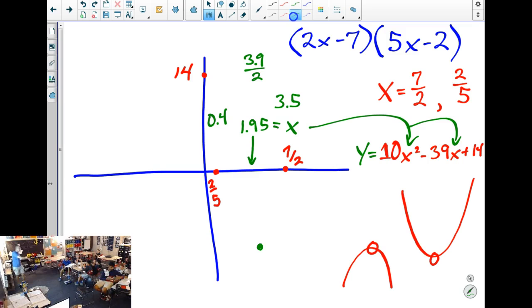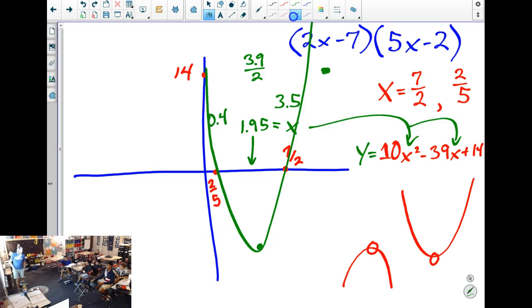And this is a reflection. Because parabolas are perfectly reflectable. So this point can also be reflected out to here. And I can make my parabola because now I have 5 points. Doesn't it really look like it's reflected? It's probably drawn wrong. That is drawn horribly wrong.